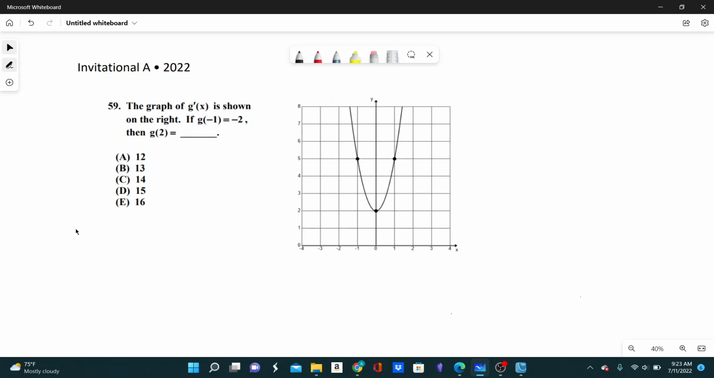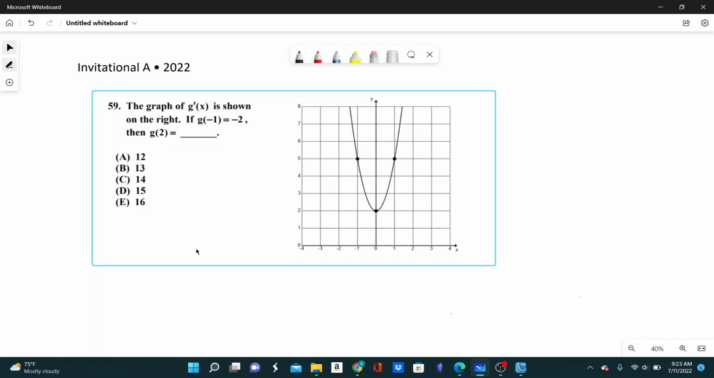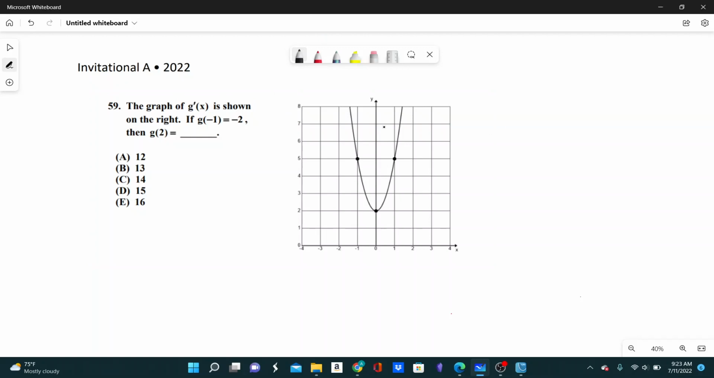Number 59. The graph of g prime of x is shown on the right. If g of negative 1 equals negative 2, then g of 2 equals what? So first thing we have to do is find what the equation of this parabola is, and we can just do a quadratic regression to find that, because this is a parabola.